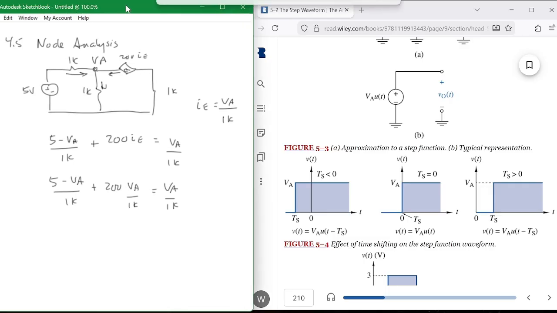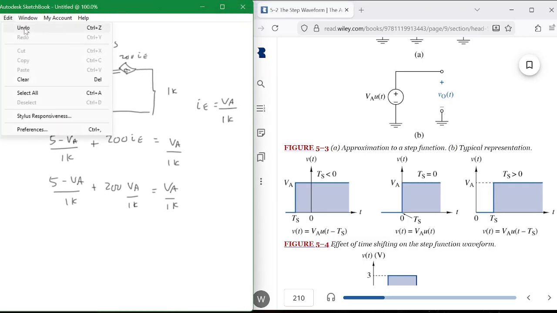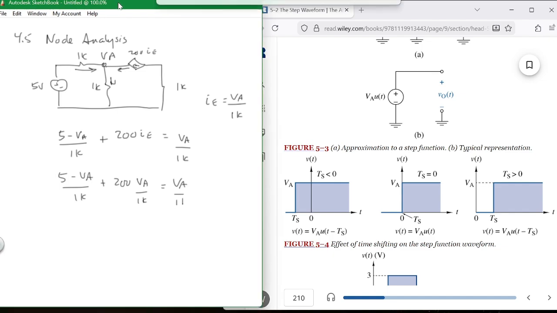Can I get rid of this? All right, Ted, get rid of that.